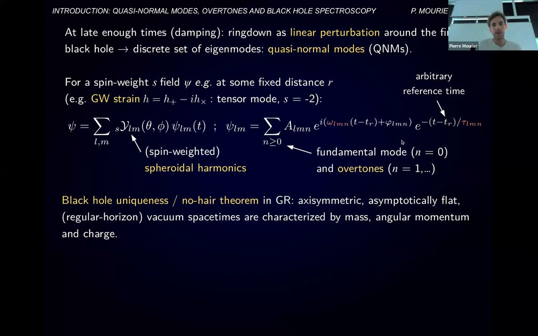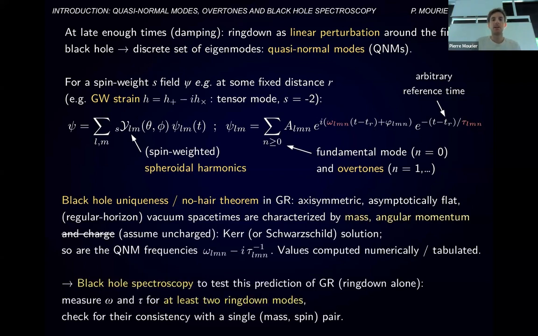damped faster. The black hole uniqueness theorem in general relativity tells us that axisymmetric, asymptotically flat, and smooth vacuum spacetimes are characterized just by the mass, angular momentum, and charge. And of course, in an astrophysical context, we'll just assume that the electromagnetic charge is zero. So we end up with just these two parameters and the Kerr solution, or its Schwarzschild limit. The quasi-normal mode frequencies themselves should also be parameterized by these two quantities. The dependence on the mass is trivial, and the dependence on the spin can be computed numerically as a function of the spin or just tabulated.